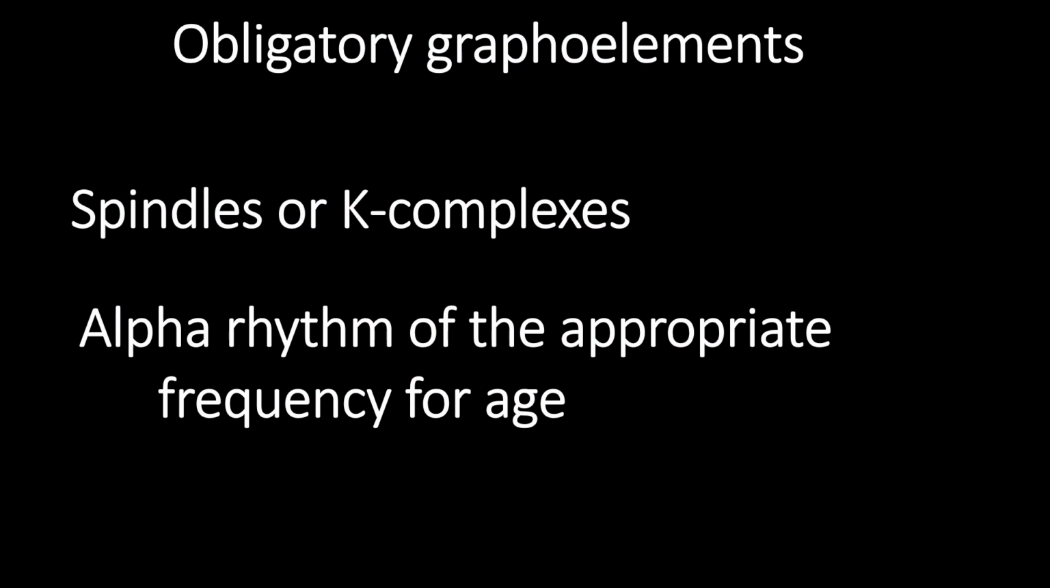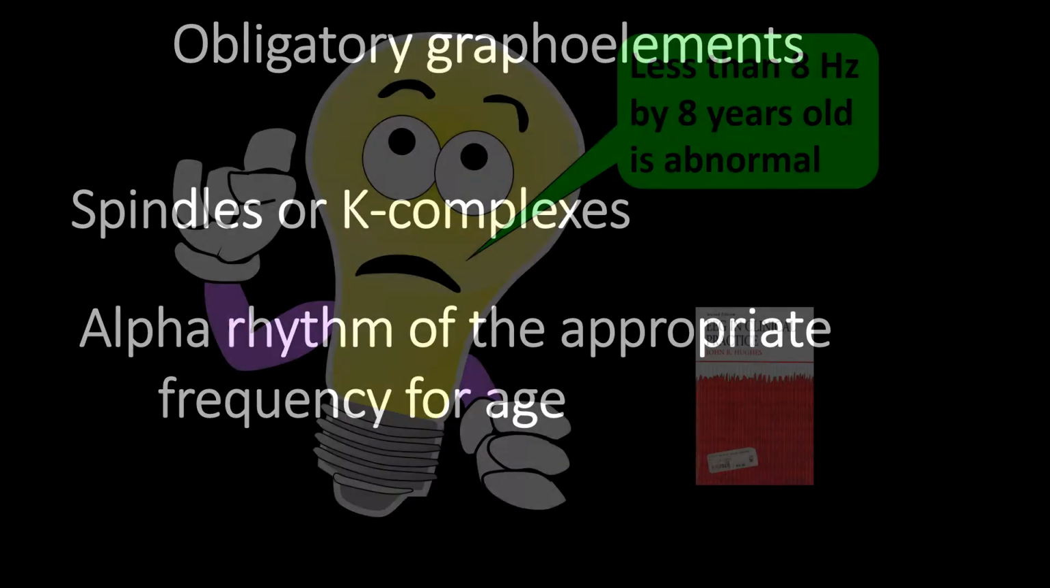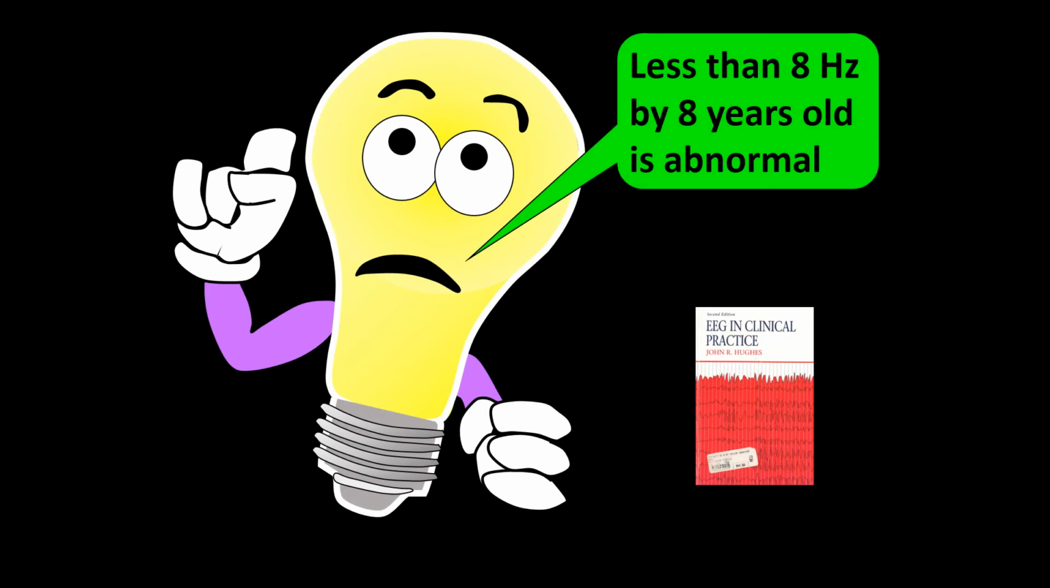The other graphoelement that I consider obligatory in a recording with periods of alerting, opening and closing of the eyes is age-appropriate alpha rhythm. There is significant controversy as to what indicates age-appropriate for alpha rhythm, but at this point I will only give one set of norms, which is that a posterior dominant rhythm with a frequency of 8 Hz is normal at 8 years of age.